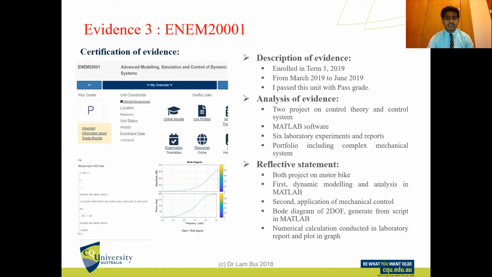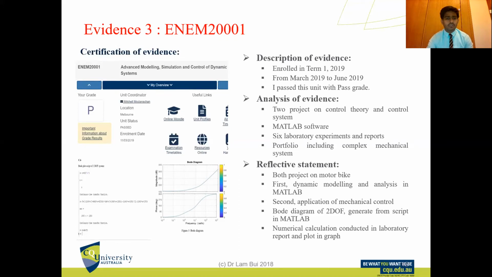In this unit, I learned some numerical calculation in laboratory experiments, and I used the MATLAB software to analyze dynamic modeling and application of mechanical control of a motorbike.